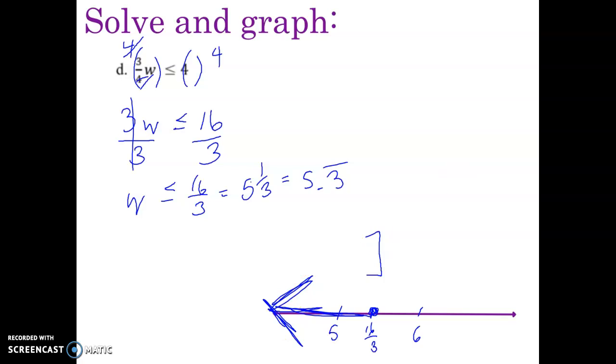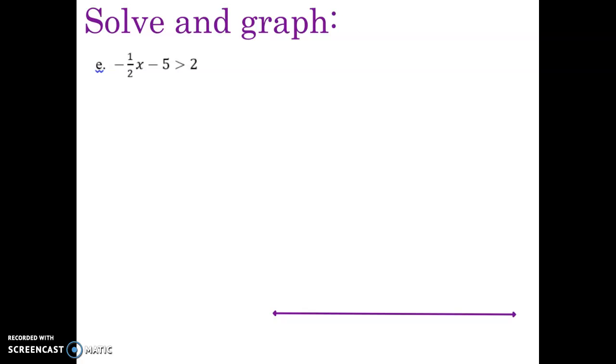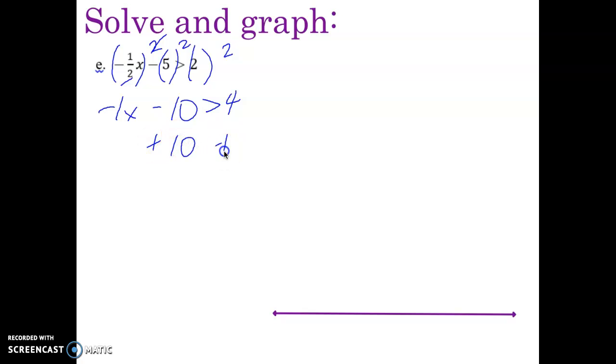All right, let's do another one. This time I have a fraction on this one as well. So I'm going to multiply everything just like before by that common denominator of 2. These 2's cancel out. Negative 1x minus 10 is greater than 4. Okay, let's try to get x by itself. So I'm going to add 10 to both sides. Negative 1x is greater than 14. Okay, I need to divide both sides by negative 1.